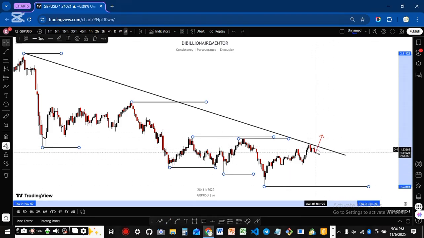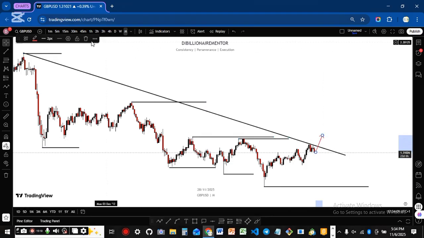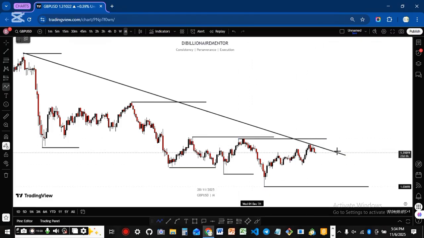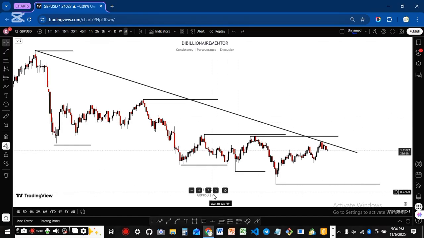So the only reason you will see a change of character or a change in market trend is when this place breaks above here. It breaks above here on the monthly time frame. When it breaks above this monthly level, they will say, okay, yes, price has now changed direction to the bulls, or to the uptrend. But for now, based on the monthly time frame here, as you can see, the market trend is pretty much bearish.